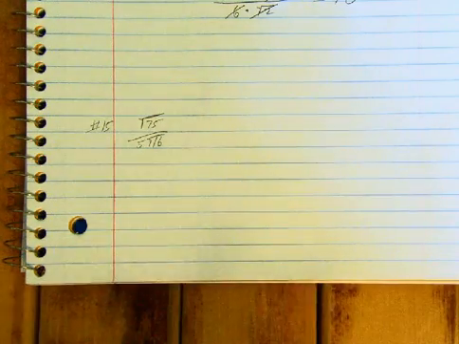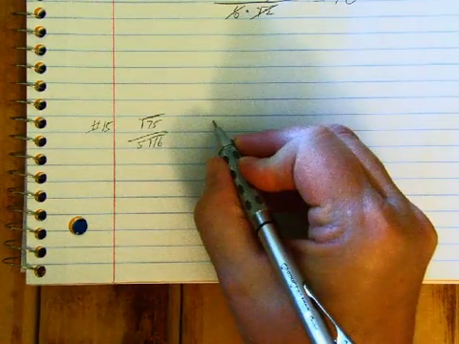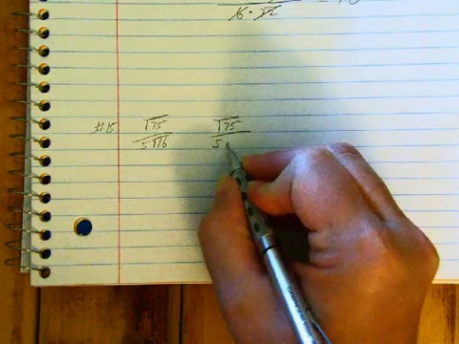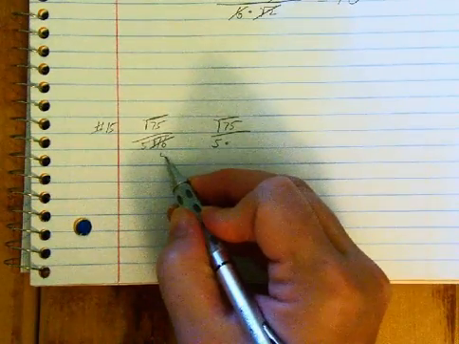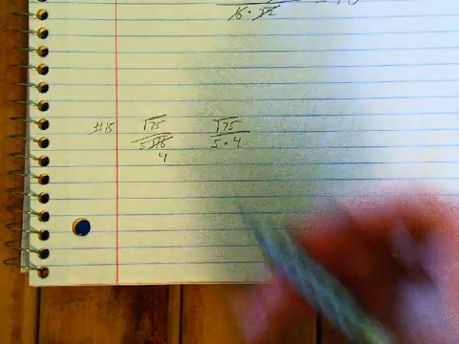So the first thing I want to do is when I look at that square root of 16, I know that that's a perfect square. So square root of 75 over, this is 5 times square root of 16 is the same thing as 4. So that's 5 times 4. So I've already simplified a little bit.